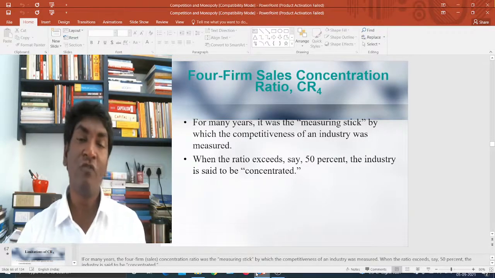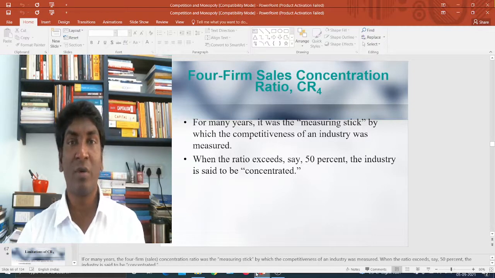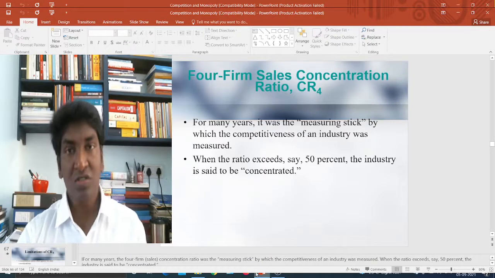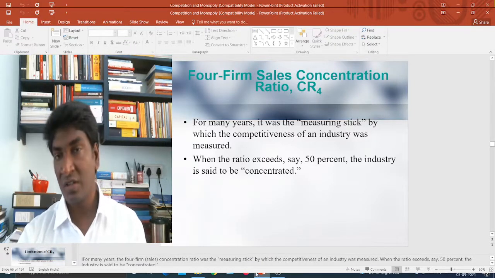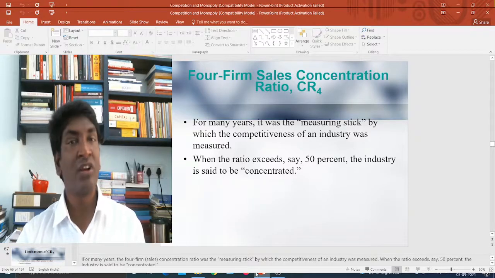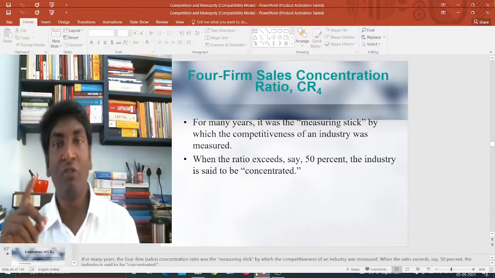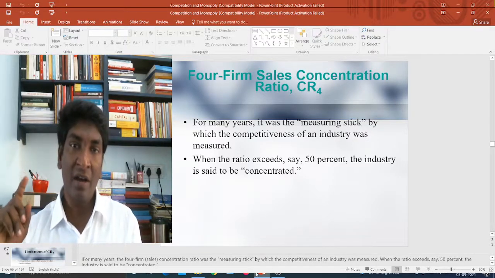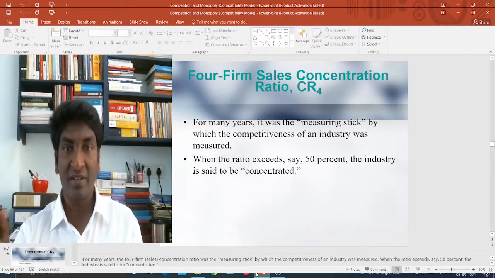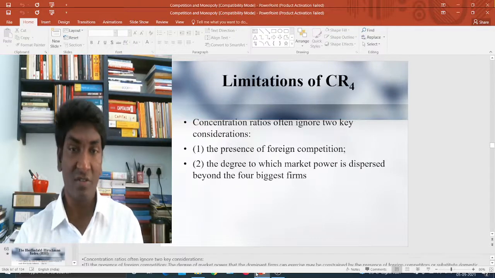Now if you have a four firm sales concentration ratio, then you call it a CR4. For many years it was the measuring stick by which the competitiveness of an industry was measured. This is what is called the four firms weighted average. When the ratio exceeds, say, 50%, the industry is said to be concentrated. That means the four major firms have an output control of more than 50%, so you can simply say there is a high concentration. There is a possibility of cartel, and we already mentioned that in the earlier lecture.